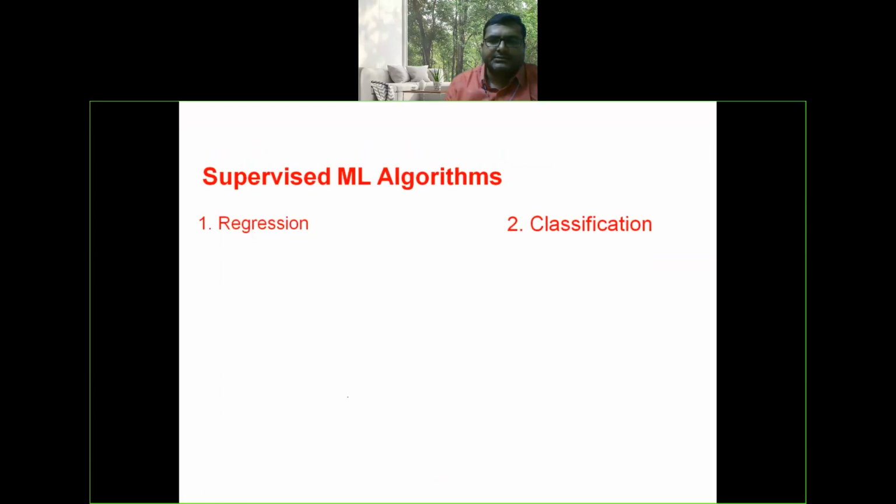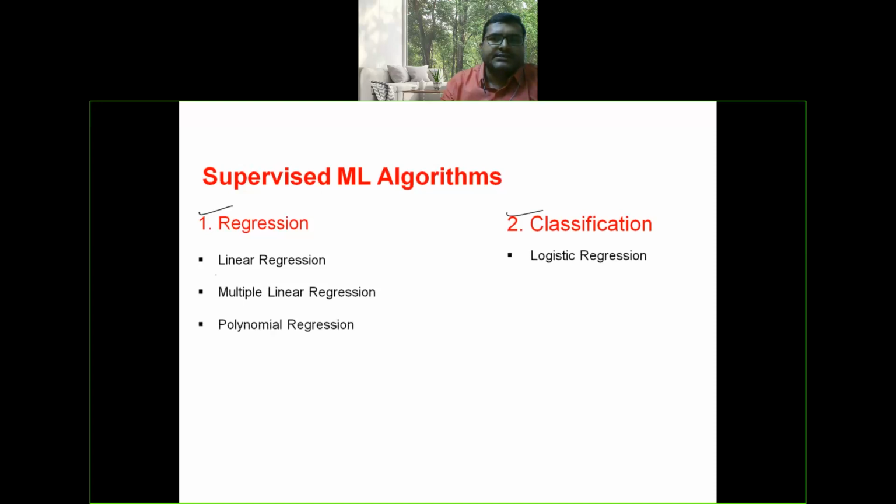Supervised machine learning algorithms. The first one is regression, the second classification. Under regression: linear regression, multiple linear regression, polynomial regression. Under classification: logistic regression, k nearest neighbor algorithm, support vector machine, naive Bayes algorithm, decision tree, and random forest.